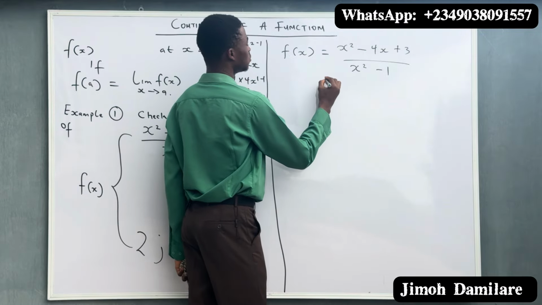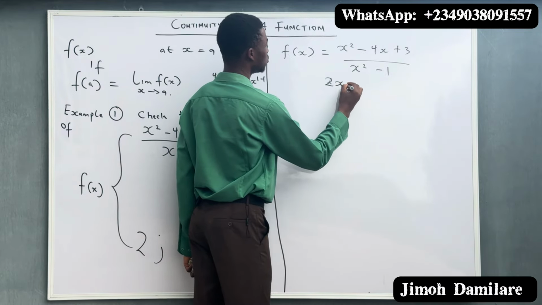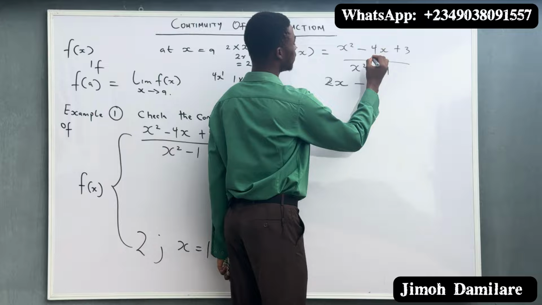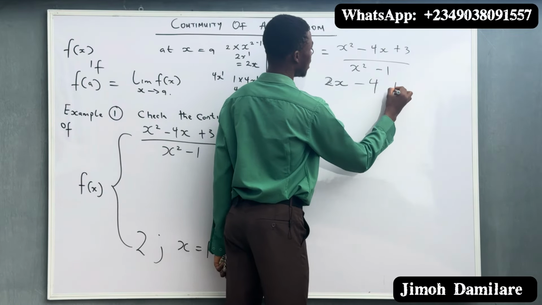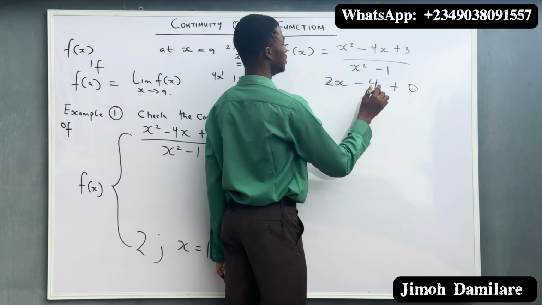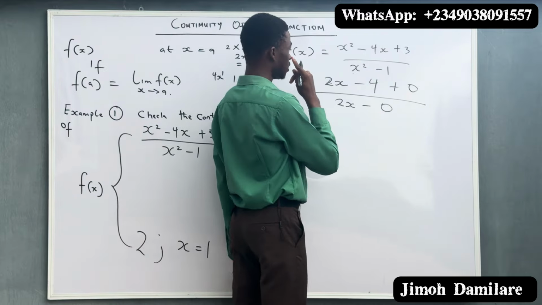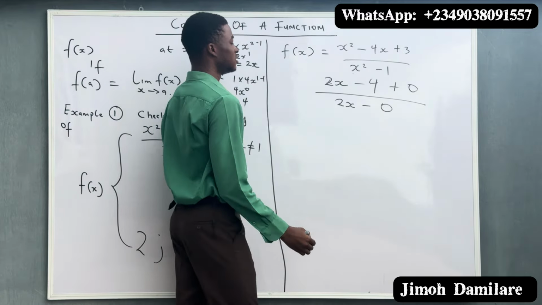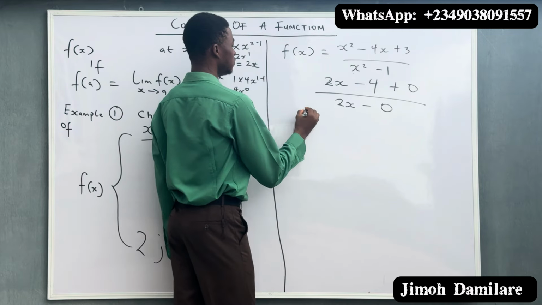So when you differentiate x squared, you are going to get 2x. So we have 2x minus, so when you differentiate 4x, you are going to get 4, and we have plus 0, which is a constant, because when you differentiate the constant, you are going to get 0. So all over, when you differentiate x squared, you are going to get 2x minus the constant 0. So when you differentiate the constant, you are going to get 0. So our final limit will be equal to 2x minus 4 all over 2x.